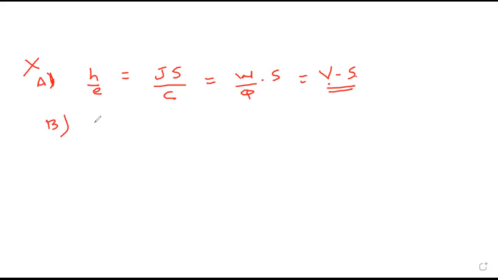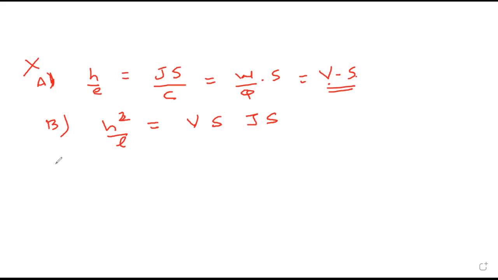Yes, sir. H square upon E. H square upon E means one more joule second will come. That means whatever I got, into joule second more will come. Correct? Voltage second into joule second more will come. Got it? Hello? Yes, sir.